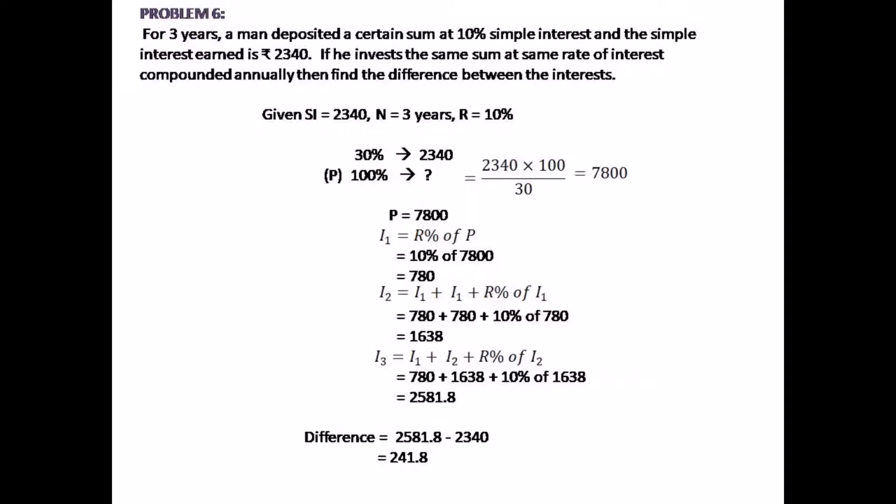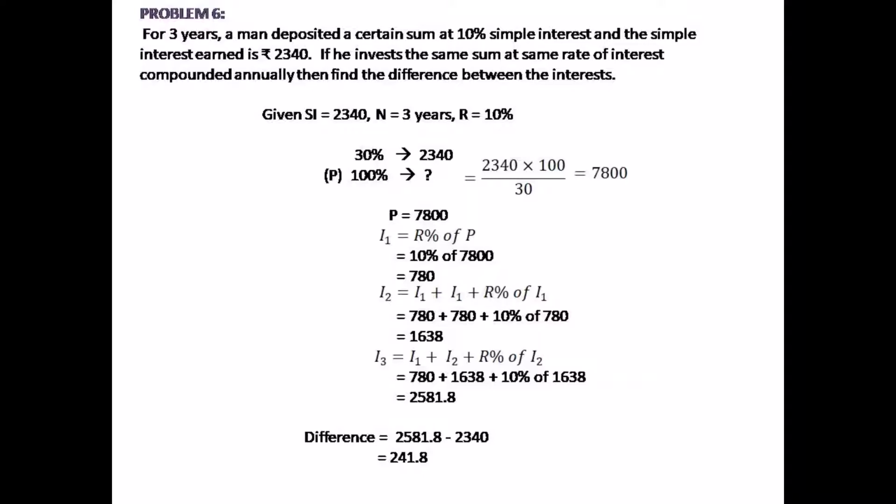For 3 years, a man deposited a certain sum at 10% simple interest, and the simple interest earned is rupees 2,340. If he invests the same sum at the same rate of interest compounded annually, then find the difference between the interest. Given SI equals 2,340, N equals 3 years, R equals 10%. To find the difference, first we have to find the principal amount and compound interest.